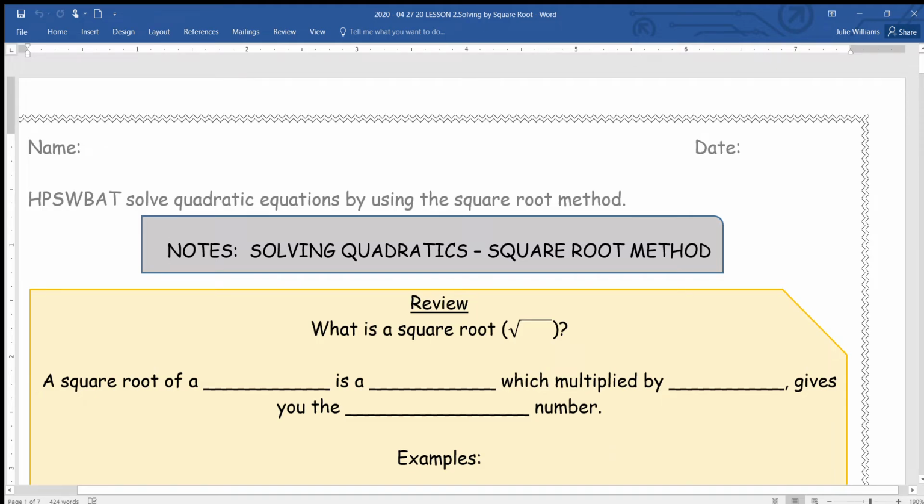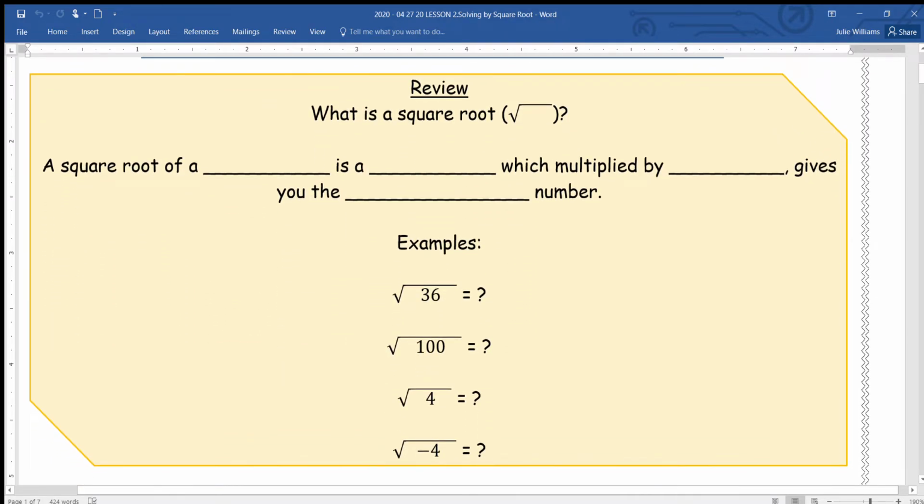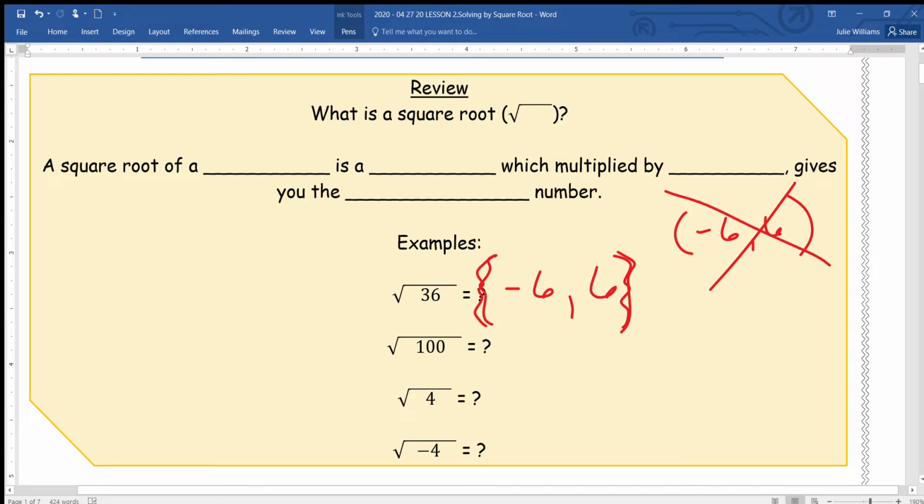I know you know what a square root is. A square root of a number is a number which multiplied by itself gives you that number. So for example, on those first ones here, square root of 36, we know that could either be -6 or 6, right? It could be either one of those. So you could write it with these funky brackets showing that there's two solutions here separated by a comma. Do not put it in parentheses. That would make it look like the coordinate pair -6, 6. That would not be correct.